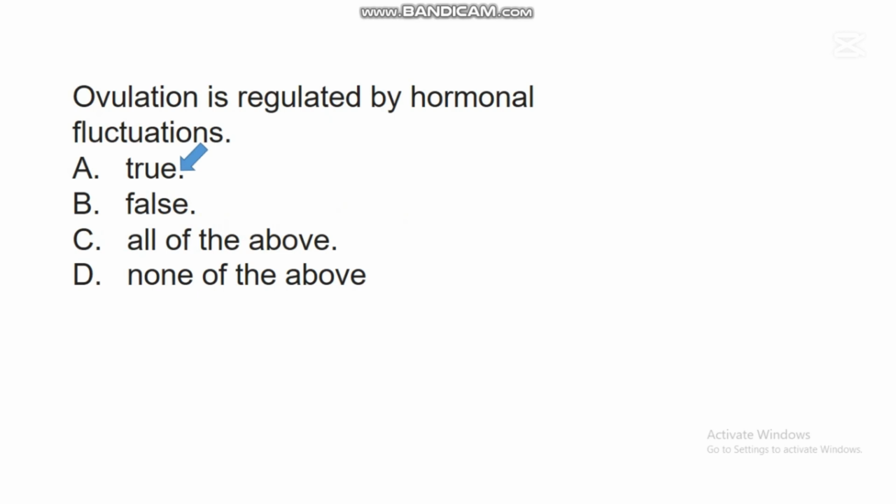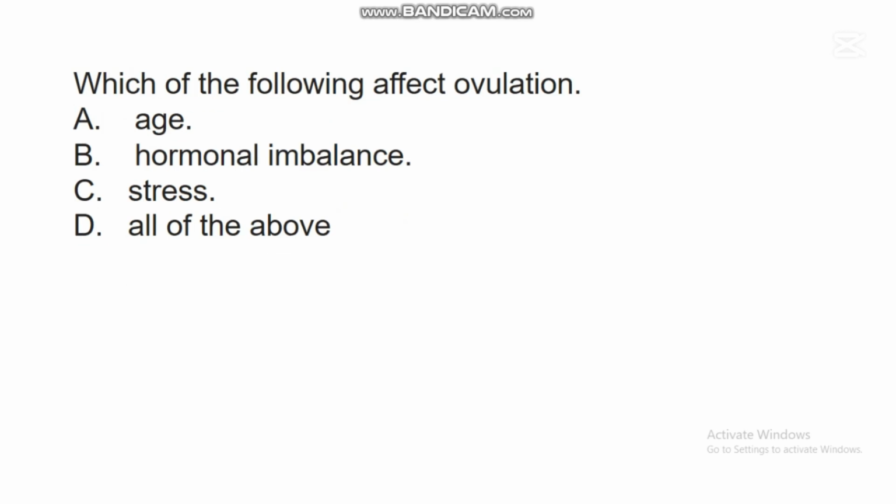The next question says, which of the following affects ovulation? A. Age. B. Hormonal imbalance. C. Stress. D. All of the above. In this question, the correct answer is D.